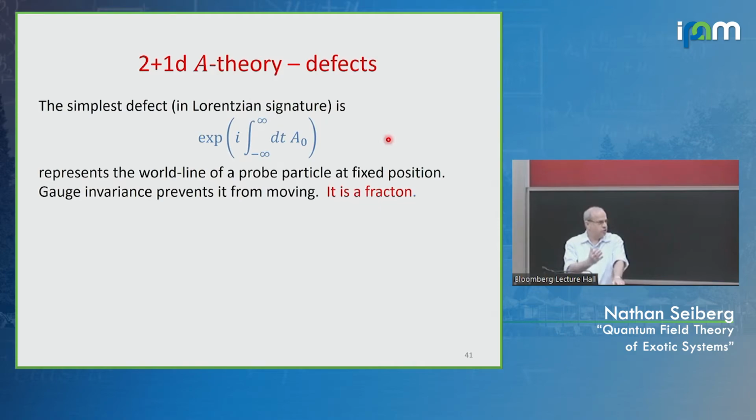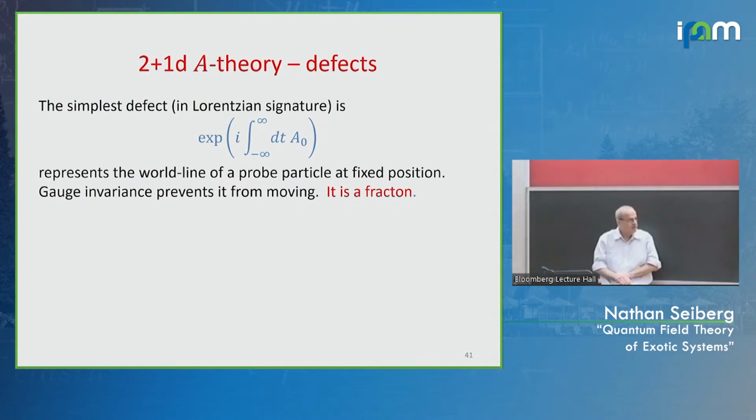This is what the Wilson line means in a U1 gauge theory. And in a U1 gauge theory, the Wilson line doesn't have to be straight in time. It can also move in space by adding a term proportional to A_x or A_y. So it can bend in space-time. But in this system, we don't have A_x, we don't have A_y. So this probe cannot move in space. It is stuck at one point in space.